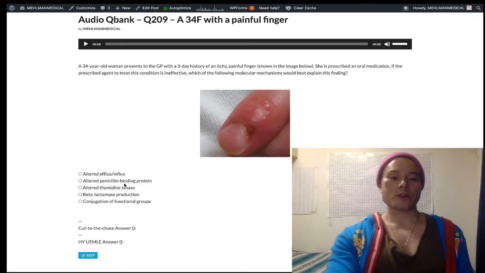Now, just looking at some of the other answers, altered efflux influx is an accepted answer for bacterial resistance to tetracycline antibiotics. I've read that somewhere. Looking at choices B and D, so altered penicillin binding protein versus beta-lactamase production, extremely high yield when we're talking about staphylococcal resistance mechanisms. So this is where people are going to get messed up. Okay, I'll have to make another question on this, just because it's so high yield. But when you have community staph, MSSA, methicillin sensitive staph aureus, not MRSA, okay, MSSA, and you give penicillin, let's say, to treat one of those infections, it's not going to work. And the reason is because 90% of community staph, MSSA, produce beta-lactamase. So amoxicillin, penicillin, they don't work against MSSA.